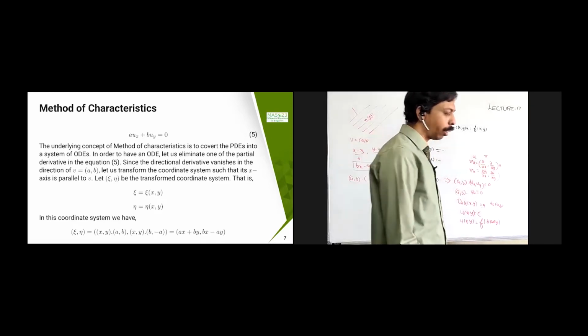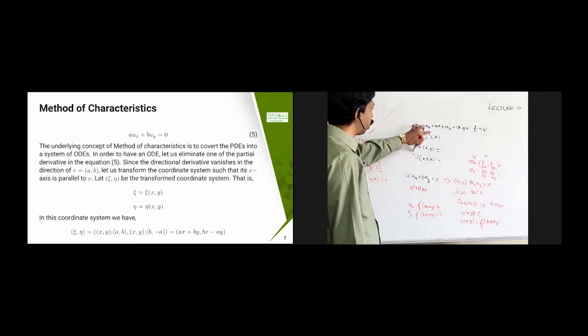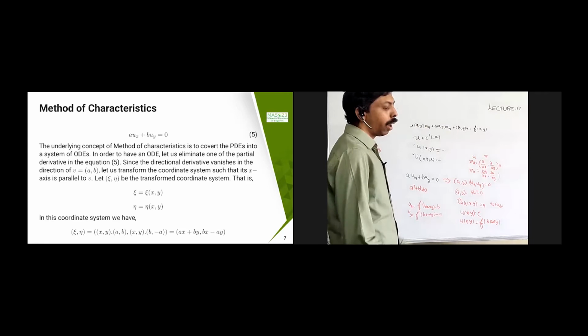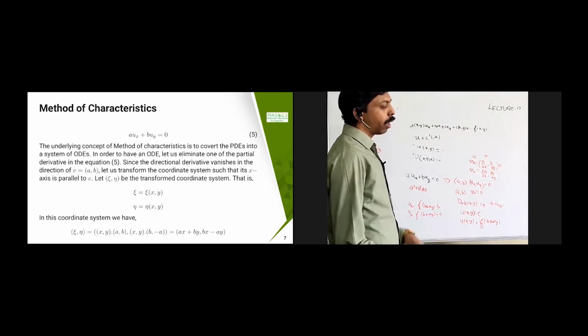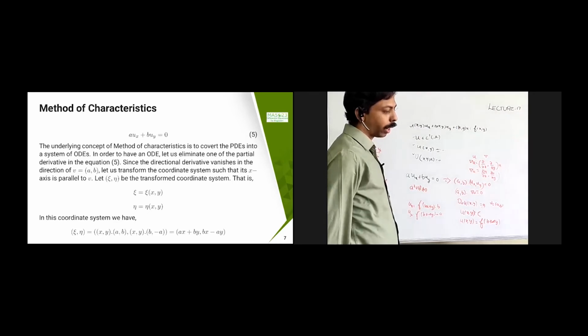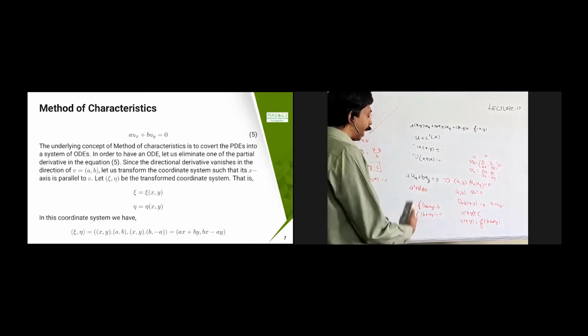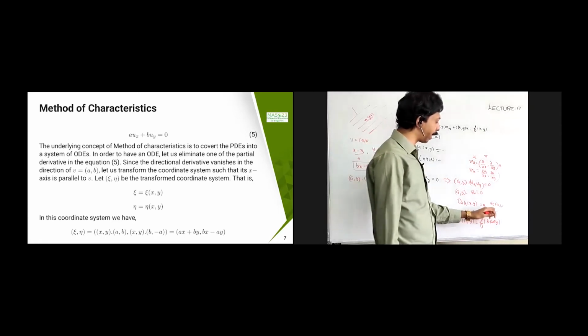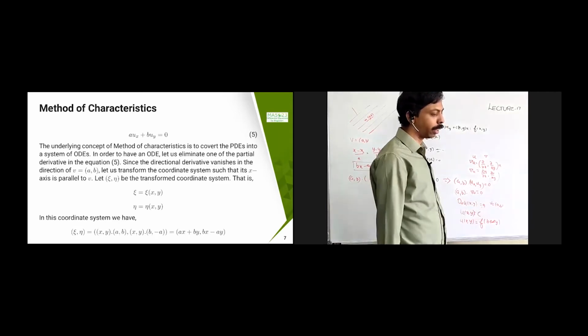Okay, so in order to convert it into an ODE problem, you need to eliminate one of the partial derivatives, either ux or uy, just get rid of it using some manipulation. Then you can transform it to an ODE problem, solve that ODE problem, and then bring it back to your original system. Okay, so here what we mentioned is that since the directional derivative vanishes along the direction b equal to (a, b), in this direction it is going to vanish.